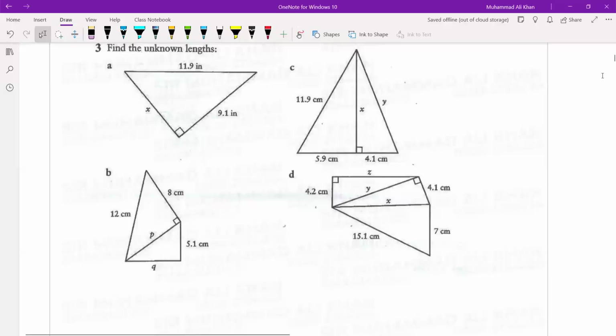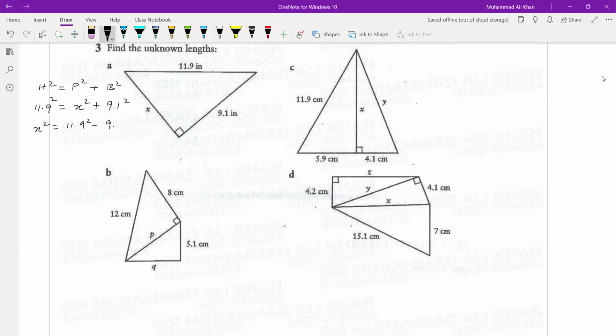Now, question number 3. Again, we have to calculate the unknown sides here in part A. In part A, if I use hypotenuse square equals perpendicular square plus base square, then what is the hypotenuse side? 11.9 is the hypotenuse side because this side is opposite to 90 degrees. I am saying perpendicular is x and the base side is 9.1. So can I say that x squared equals 11.9 squared minus 9.1 squared.